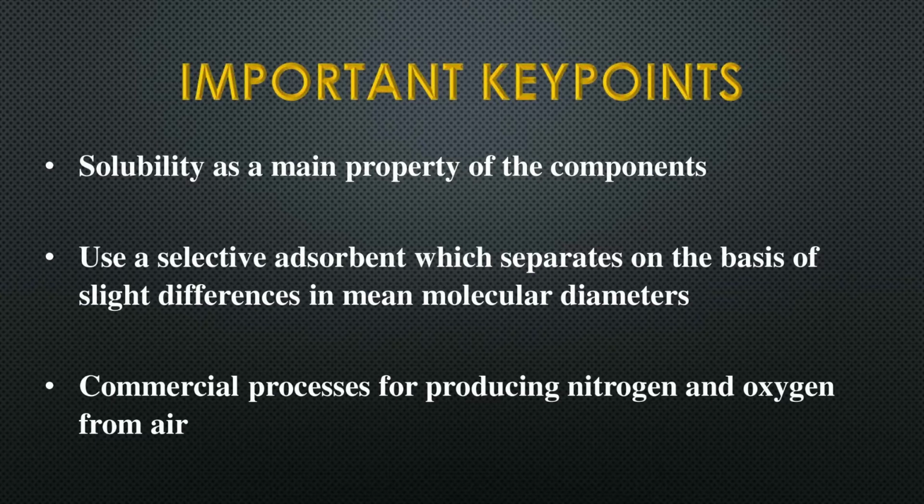It is recommended to use a selective adsorbent, which separates on the basis of slight difference in mean molecular diameters. For example, N and isopentane have diameters of 0.489 and 0.558 nanometers respectively. When an adsorbent with pore size of 0.5 nanometers is exposed to a mixture of the gases, the smaller molecules diffuse to the adsorbent surface and are retained, whilst the larger molecules are excluded. In another stage of the process, the retained molecules are desorbed by reducing the total pressure or increasing the temperature.